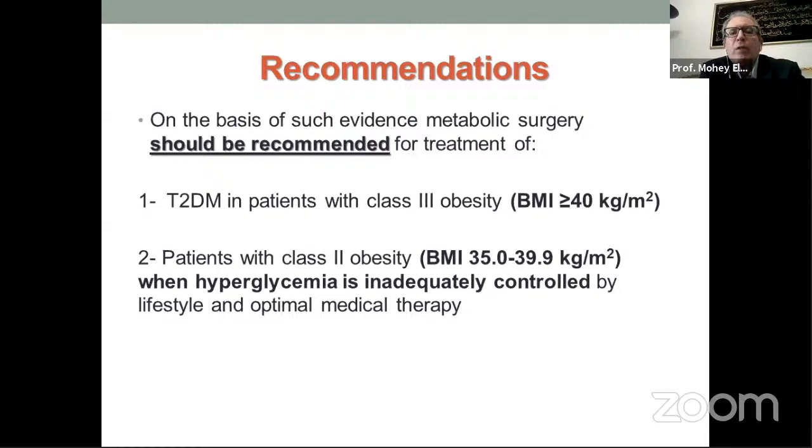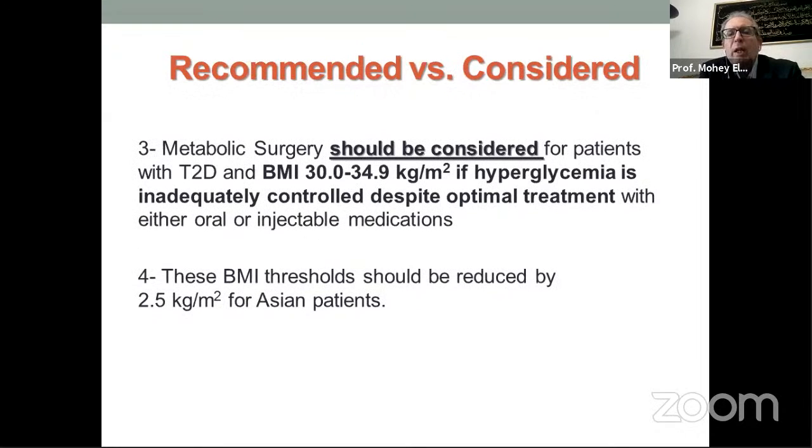The recommendation of this paper is that metabolic surgery should be recommended. This is a very strong statement for the treatment of type 2 diabetes mellitus patients with class 3 obesity, that's BMI equal to or more than 40, and patients with class 2 obesity, that's BMI 35 to 40, when hyperglycemia is inadequately controlled by lifestyle and optimum medical therapy.